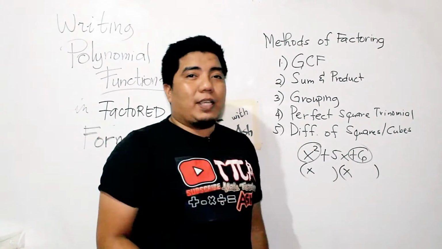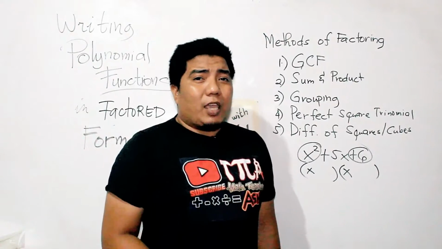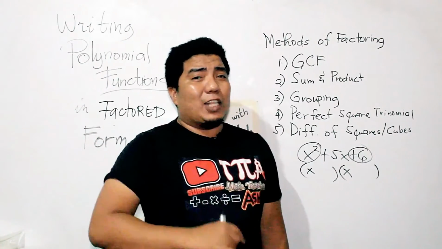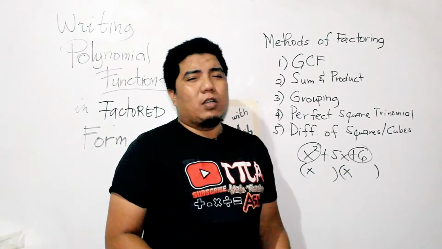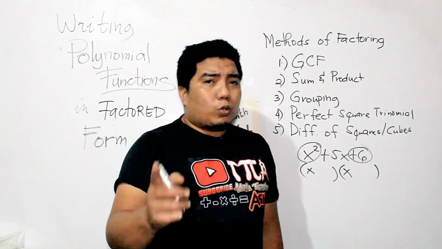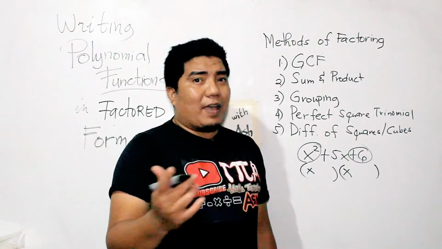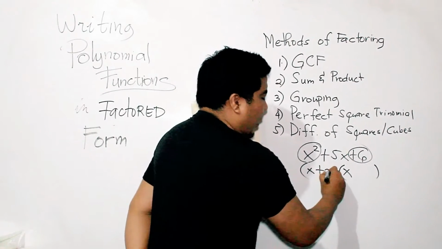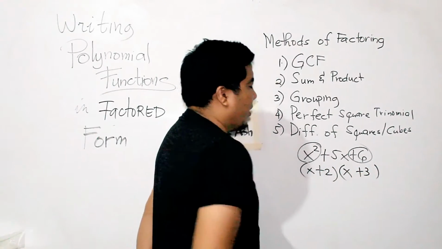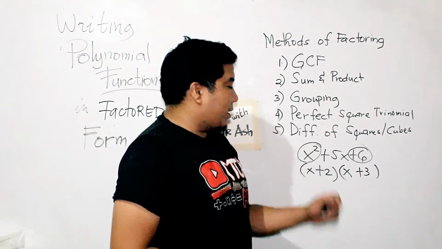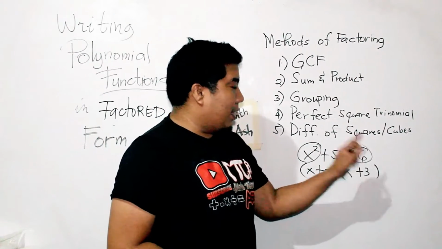So what are the factors of 6? We have 1 and 6. If you add 1 and 6, the answer is 7. Wrong. How about 2 and 3? If you add 2 and 3, you will have 5. Therefore, that is positive 2 and positive 3. x times x, that is x squared. 2 times 3, that is 6.